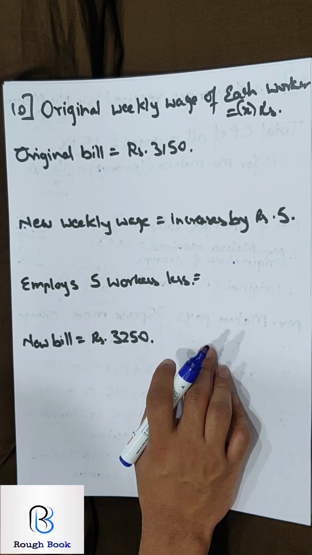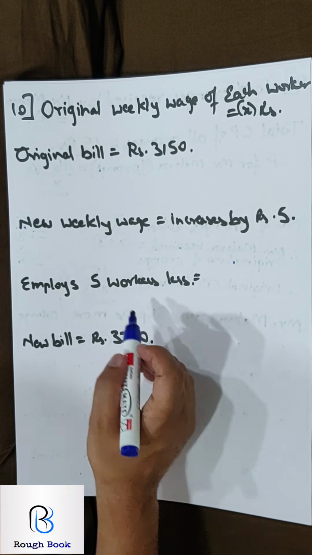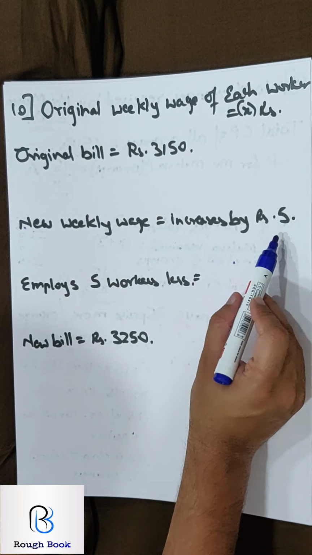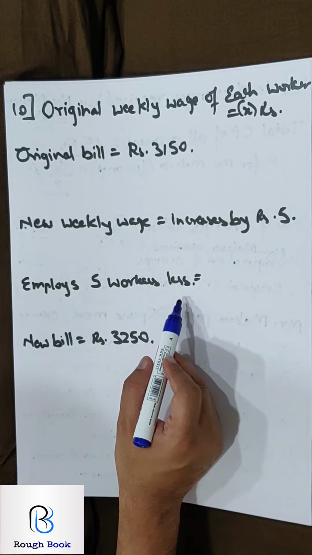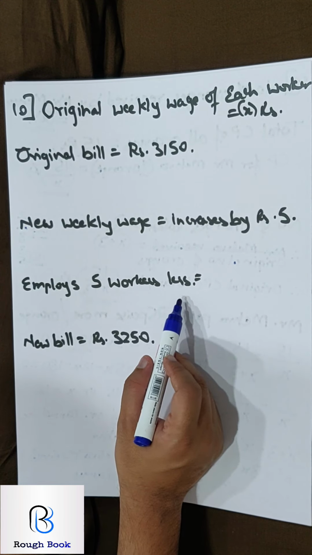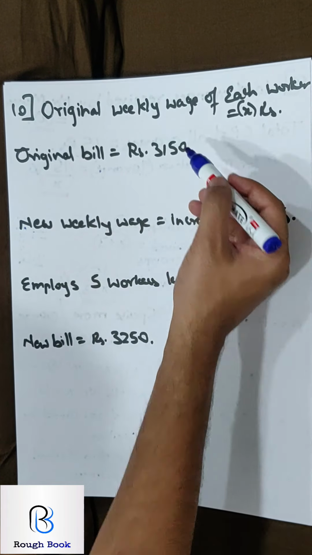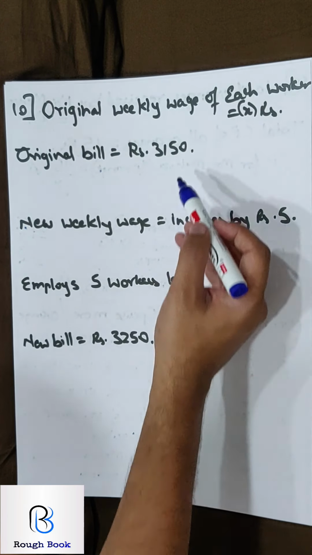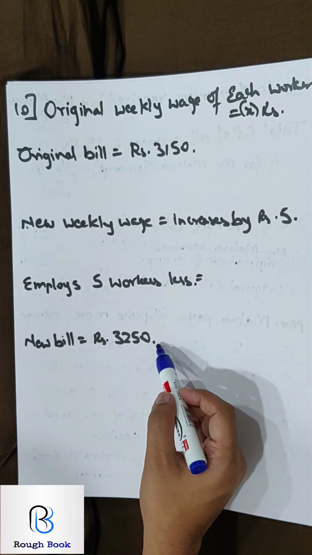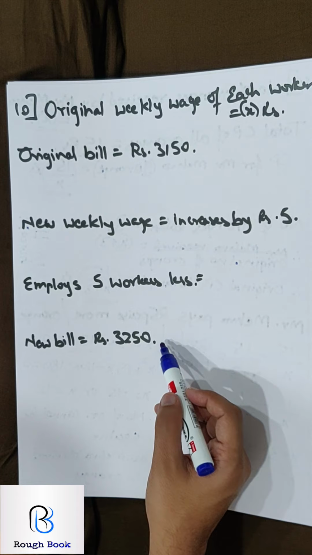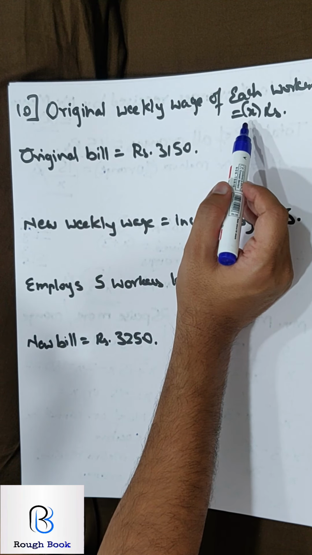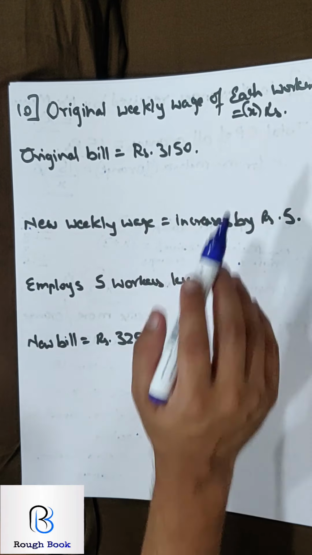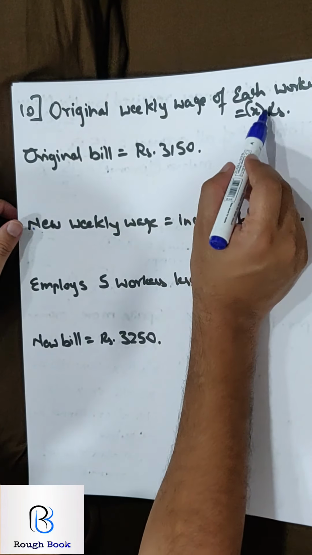It says, an employer finds that if he increases the weekly wage of each worker by rupees 5, so new wage is increased by 5, and employs 5 workers less, his weekly wage bill increases from 3150 to 3250. So earlier bill is this, now the bill is this. Take the original weekly wage of each worker as x, find the value of x, and solve it to find the weekly wage of each worker. So this is your question.